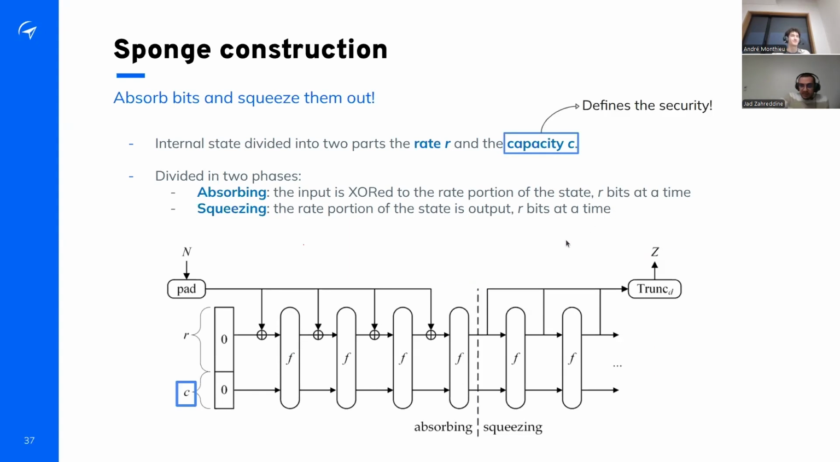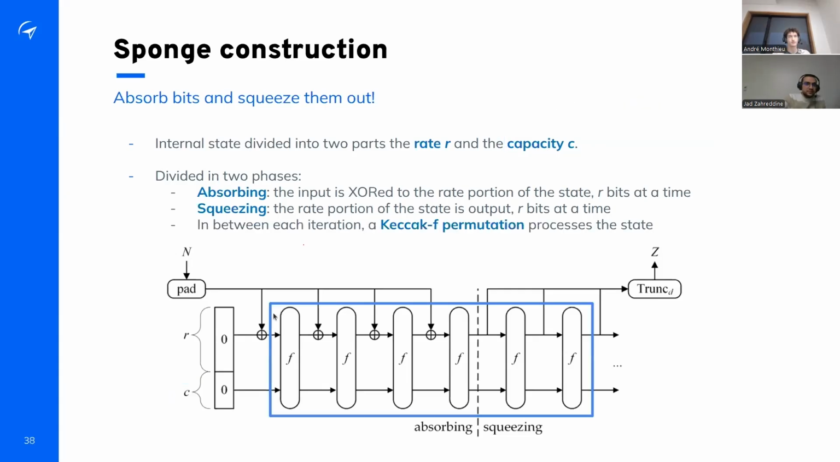But there's a part of the state that we did not mention yet, which is the capacity C. Well, it's very important because it defines the security. As stated, during the absorbing and the squeezing phase, we only reveal the R part of the state. We only reveal this part here. We never reveal the capacity part. And indeed, that's what makes the function one way in some sort. So as the capacity increases, the rate will decrease. However, the security of the sponge construction will increase. We'll see that a bit later.